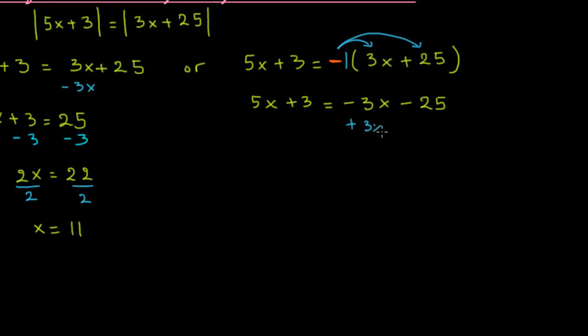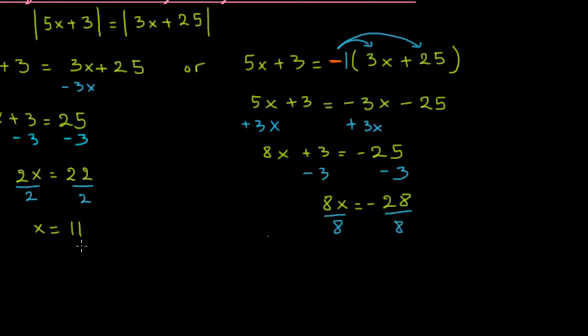We solve for x, bring x to one side. Then we have 8x plus 3 equal to negative 25. Then we move 3 over. We have 8x equal to negative 28. And divide both sides by 8. Then we have x equals negative 28 over 8.